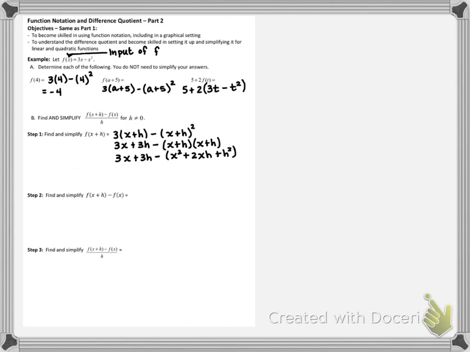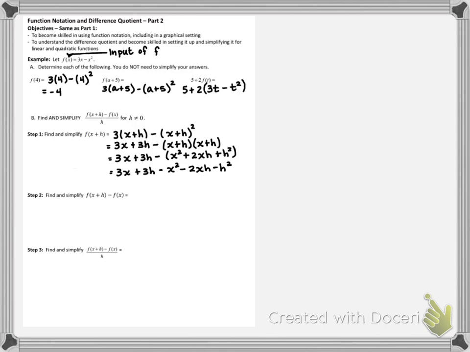And now to get rid of the parentheses completely, I'll distribute the negative. So we get, I forgot my equal sign, sorry, 3x plus 3h minus x squared minus 2xh minus h squared. This looks really messy right now, but I promise it ends up getting very nice at the end.